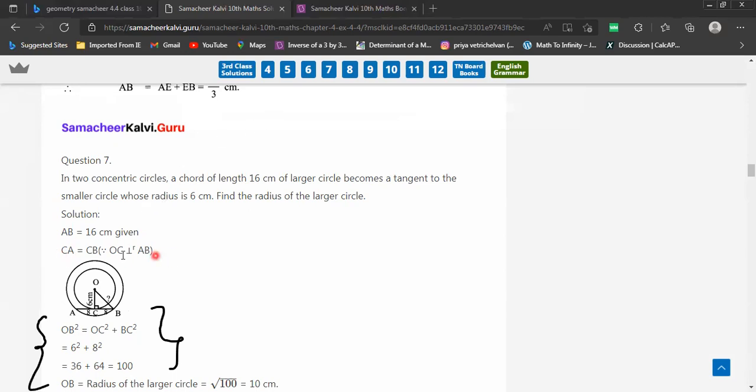This is the very important line. CA is equal to CB. This CA and CB are equal because OC is perpendicular to AB. OC is the perpendicular bisector to the line AB. So we found the value of OB. I mean, not for the smaller circle, we found it for the larger one. So this is the larger one. So we found the answer for the larger circle itself. That's it. Can you follow this?